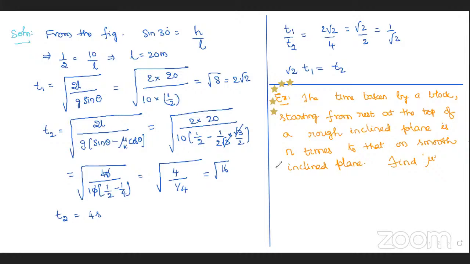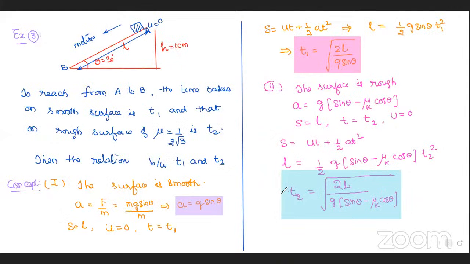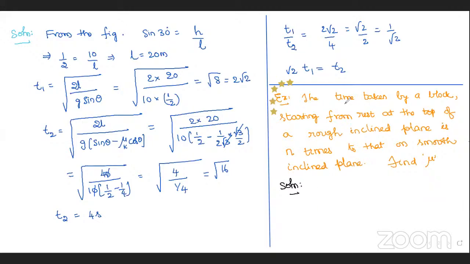Then what is the answer for this question? After knowing the concept, I think it is very easy to say the answer. Why? Because he said on rough, and on rough means T2 is n times that on smooth. Smooth is T1. So he gave indirectly whatever we calculated here, in terms of some n.